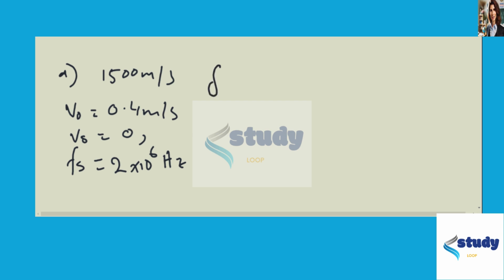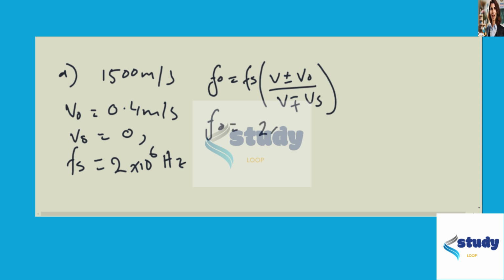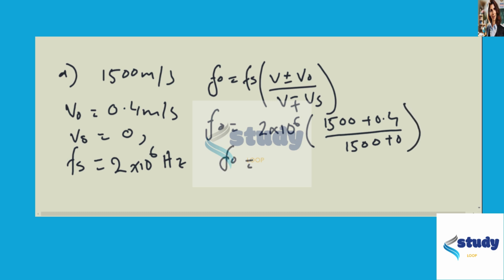We use the equation F observed is equal to F_s times (V plus or minus V_O) divided by (V minus or plus V_s). For this equation, we'll use a plus sign in the numerator because the observer, the blood cell, is moving towards the source. So plugging in the values, we get 2 times 10 to the power 6 hertz times (1500 plus 0.4) divided by (1500 plus 0). F naught gives us 2.00053 times 10 to the power 6 hertz.